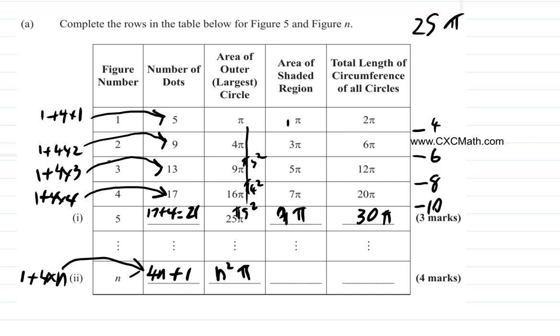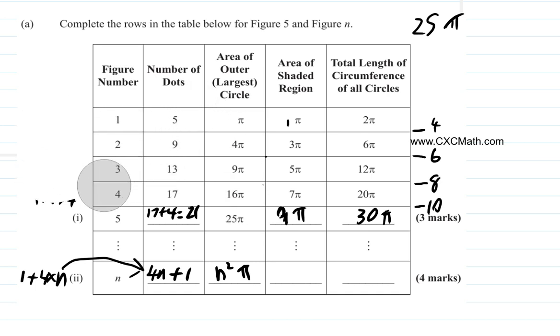Now, let's figure out the area of the shaded circle. Let's erase some parts of what we did already. We just erase some of this work here.